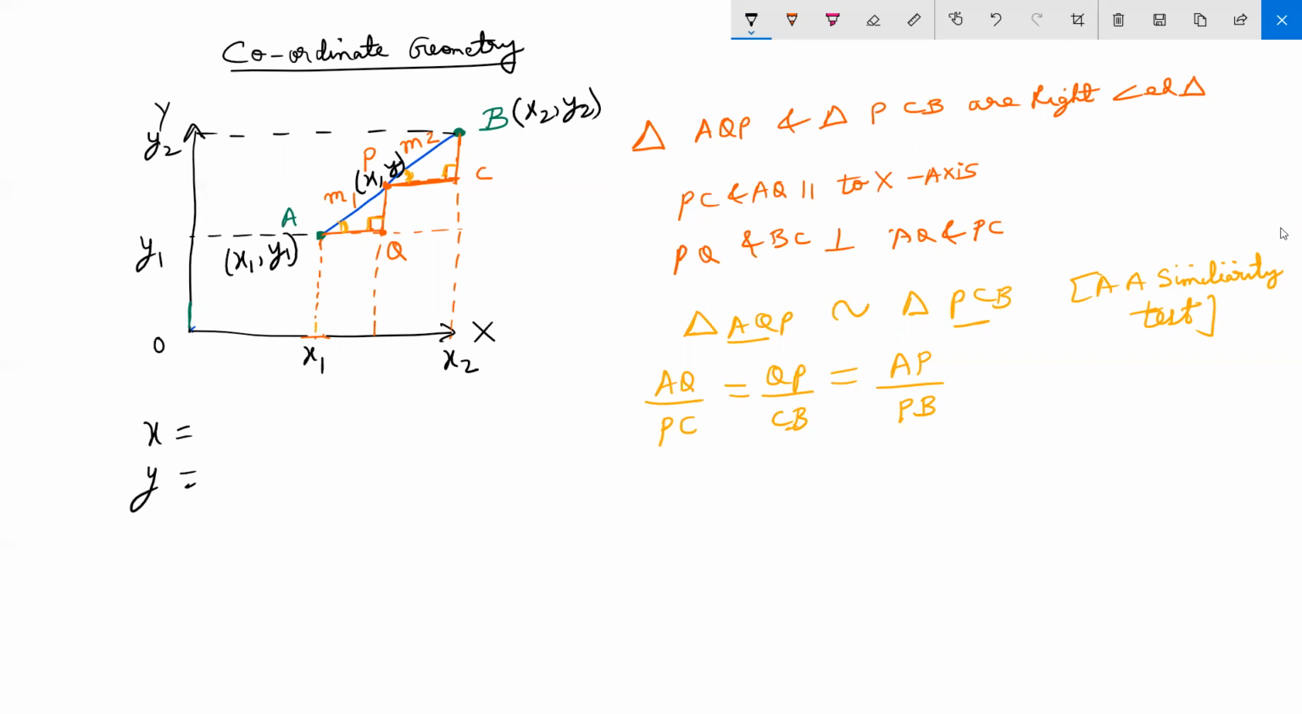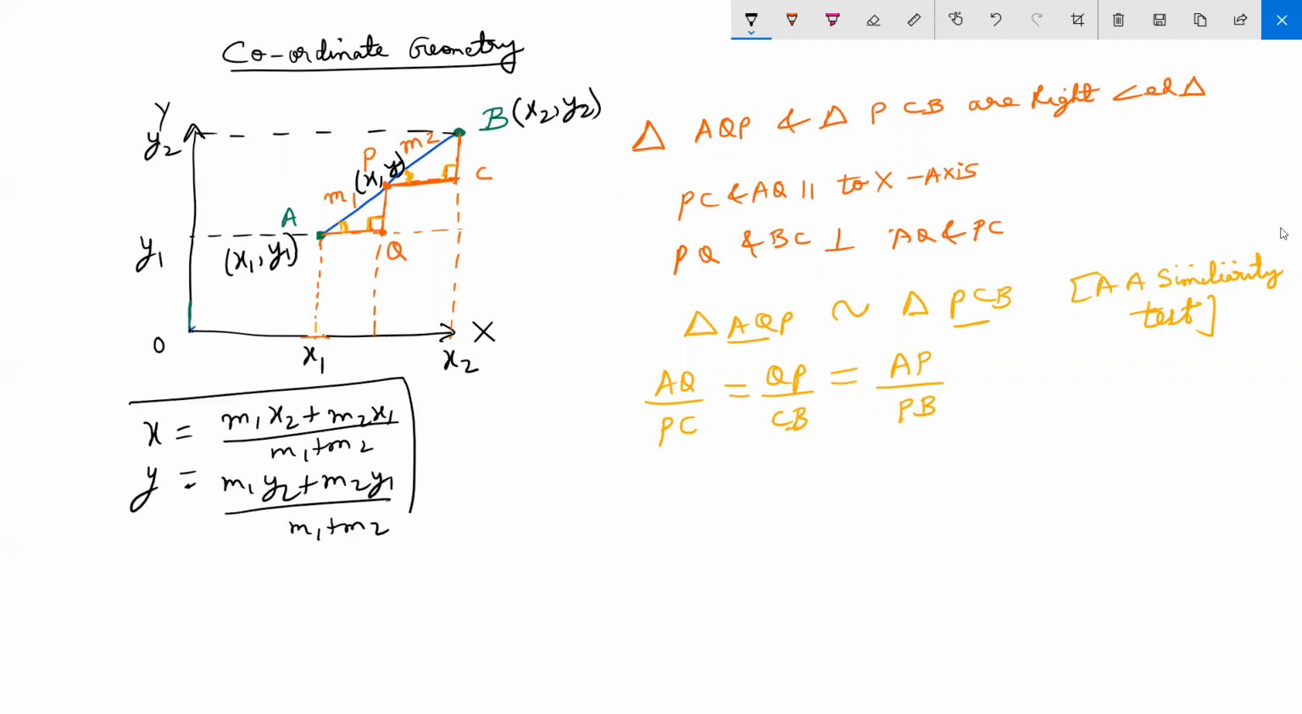Because our main intention is to find out the coordinates of P by using the internal division formula, and we already know that it will be (m1 x2 plus m2 x1) upon (m1 plus m2), and (m1 y2 plus m2 y1) upon (m1 plus m2). But we have to prove this. So till here we have done. The ratio of the corresponding sides are in the same proportion when the two triangles are similar.